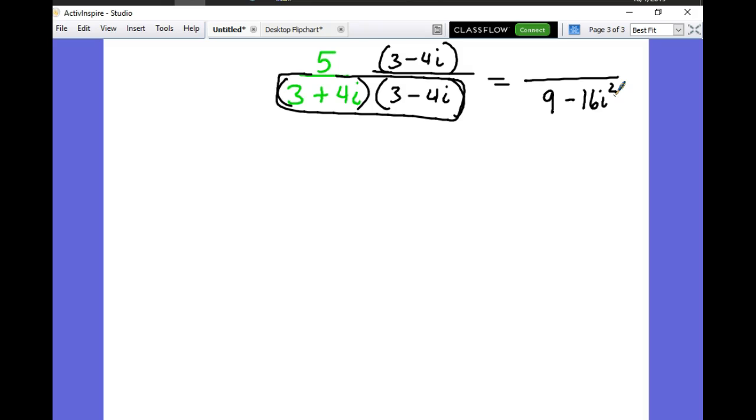Now, let's go ahead and do the top. On the top, you actually got to do a little bit of work. You got to distribute. So what's the top going to be? 15 minus.